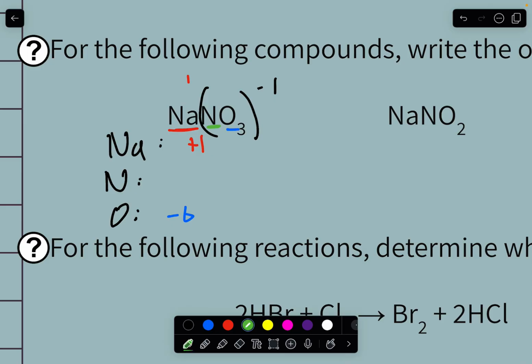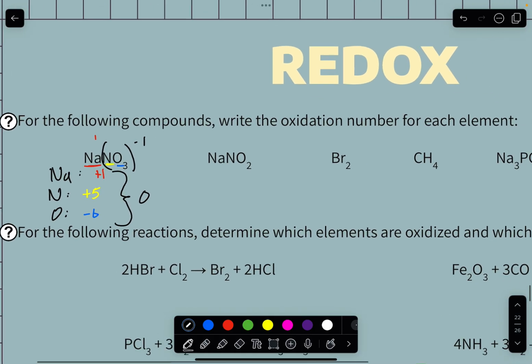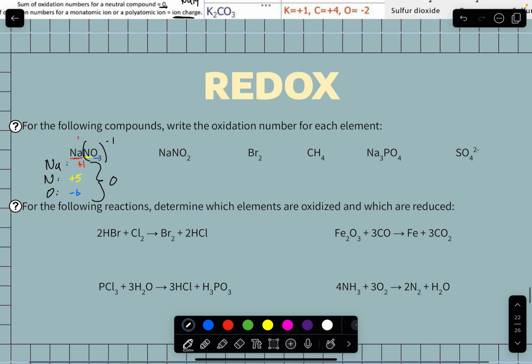Okay, now we need our nitrogen here to balance it out. So we have -6 from the oxygen, and we need to make sure we reach the -1 from nitrate. So this needs to be a +5. That way, if we add up all of these, because we didn't have a charge on the compound, this does go to 0. I want you guys to try the rest of these. Figure out the charges for each part of it.